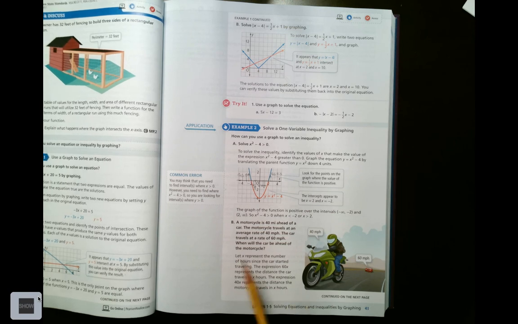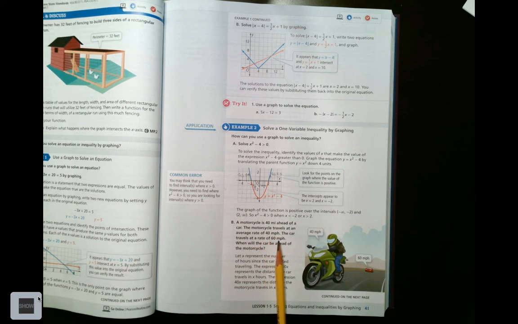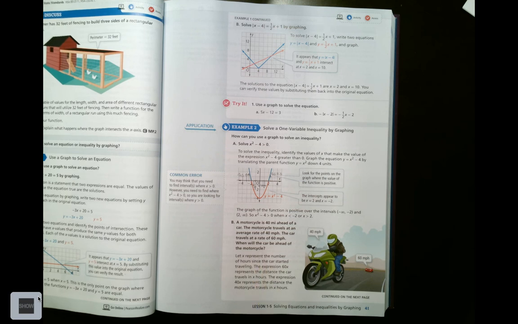So this, I'm assuming, is talking about the same thing. For part B, a motorcycle is 40 miles ahead of a car. The motorcycle travels at an average rate of 40 miles per hour. The car travels at an average rate of 60 miles per hour. When will the car be ahead of the motorcycle? So they're going to have a piece of this function that's talking about the car and a piece that's talking about the motorcycle.